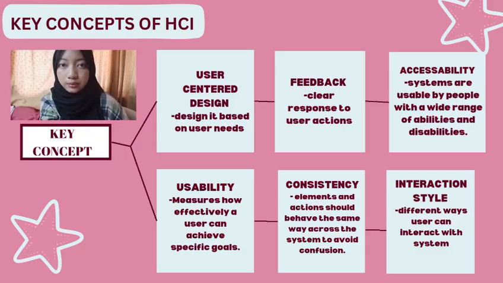The fourth one, usability, measures how effectively a user can achieve specific goals. The fifth one, consistency. Elements and actions should behave the same way across the system to avoid confusion. And the last one, interaction style. Different ways users can interact with a system.